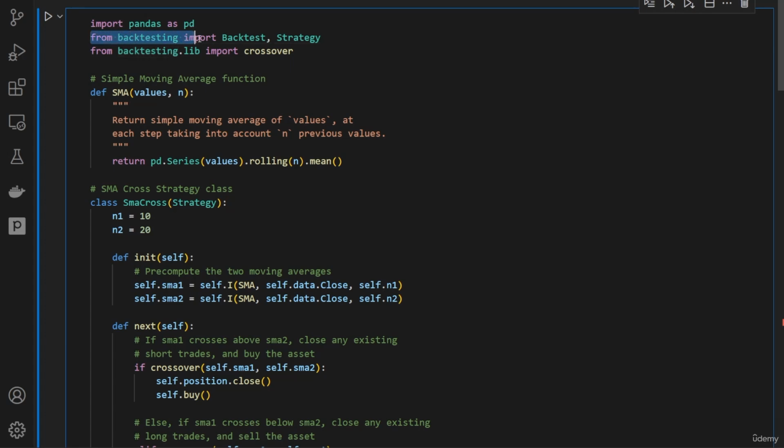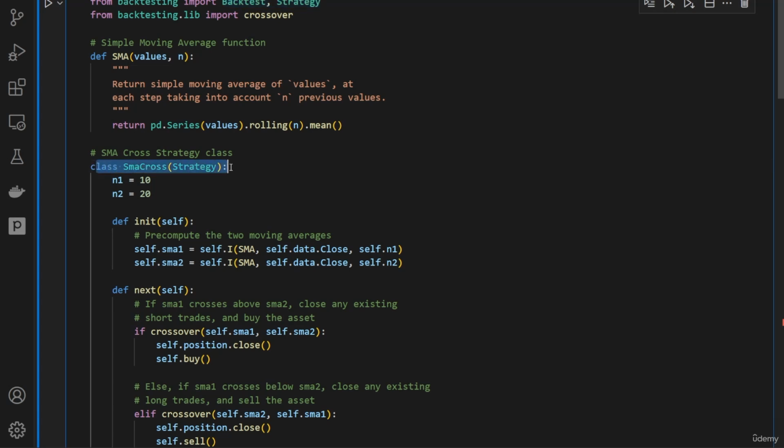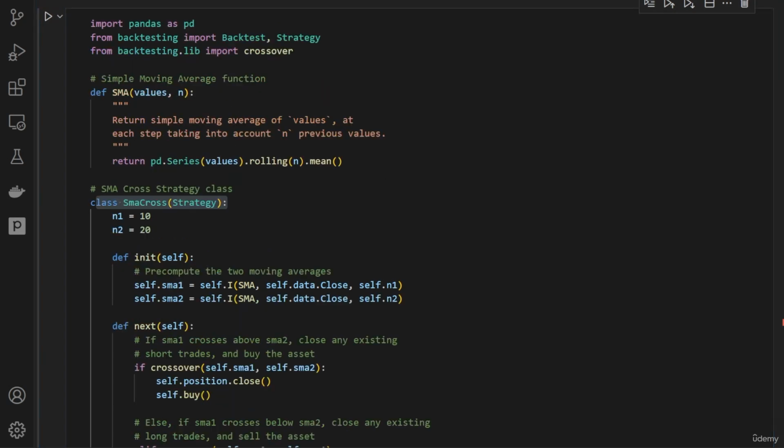Most importantly, you will have to import these two, the Backtest and the Strategy. These are classes that you might want to inherit from, as we are doing in this class right here. So we're inheriting from the Strategy class. Okay, let's start by building a simple strategy just to learn how to use the backtesting package.